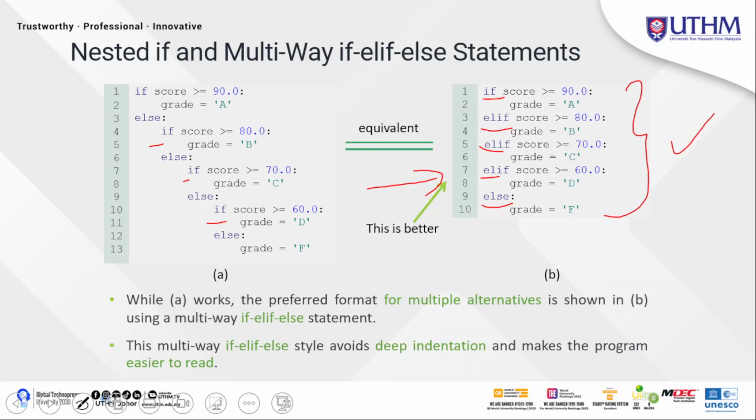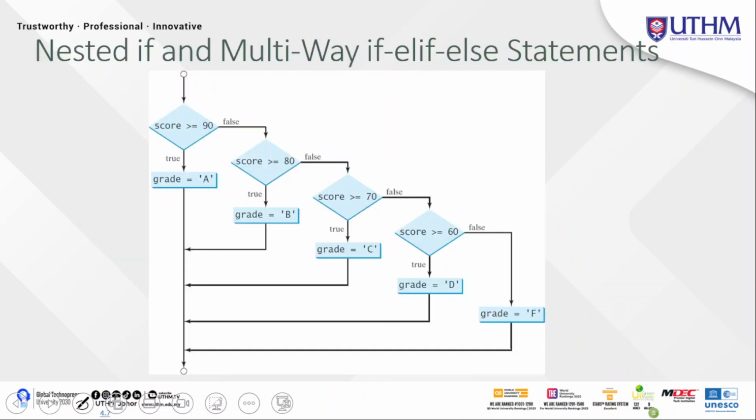So I won't say that this one is wrong. No, this one is still correct. This one is also still correct. But in terms of the nicer way of programming, this one is the preferable one. So you can see the nested if statement and the multi-way if else statement.